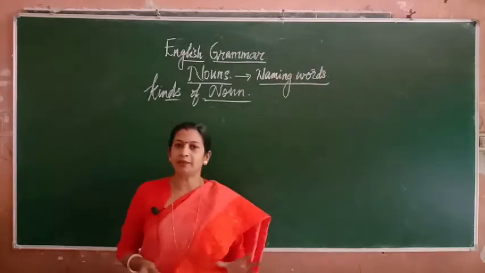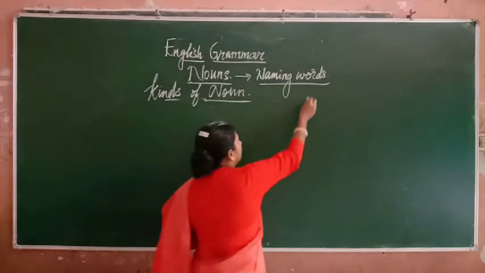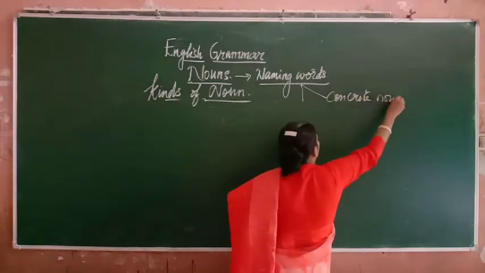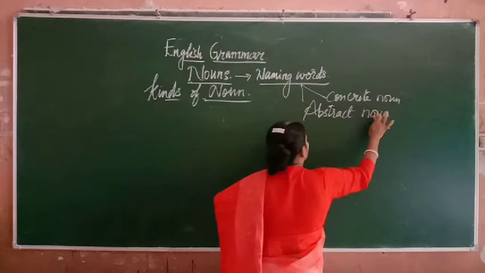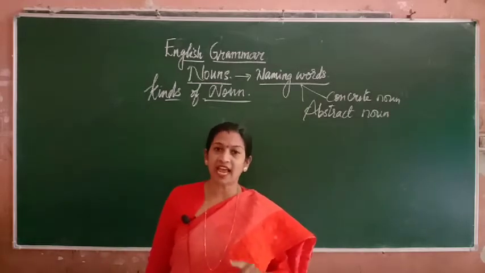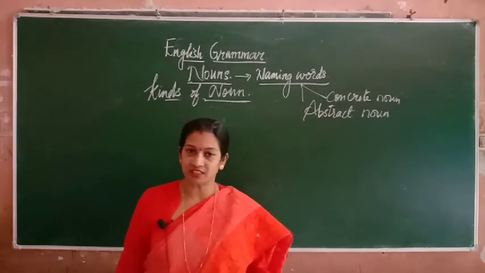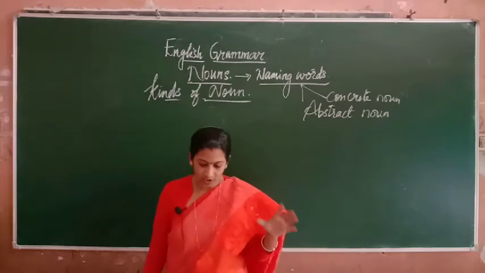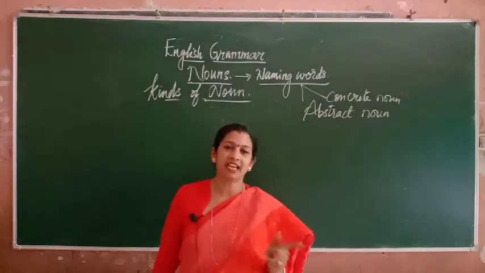Now, broadly, nouns can be divided into two major groups. They are concrete nouns and abstract nouns. What do you mean by concrete noun? Concrete nouns are those nouns which we can see, touch, feel, which we can experience. So our five sense organs which we can feel with them, they are all concrete nouns. Abstract nouns, where our sense organs cannot identify them, then they are called abstract nouns.